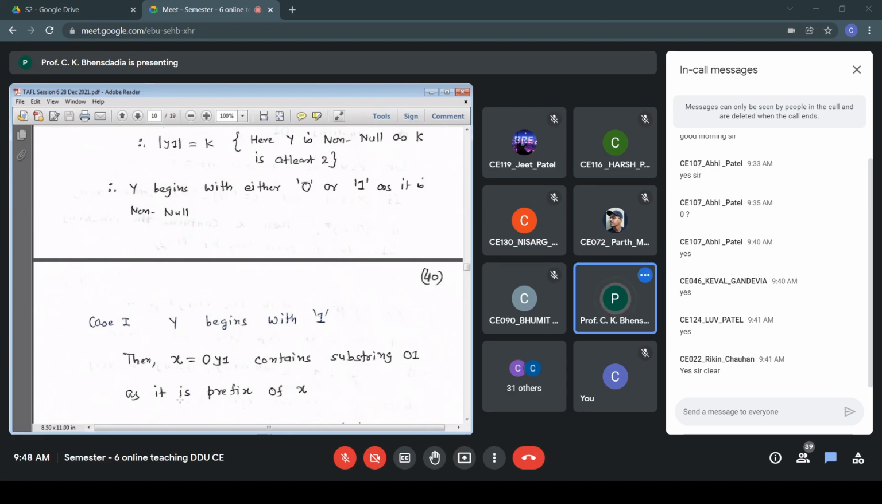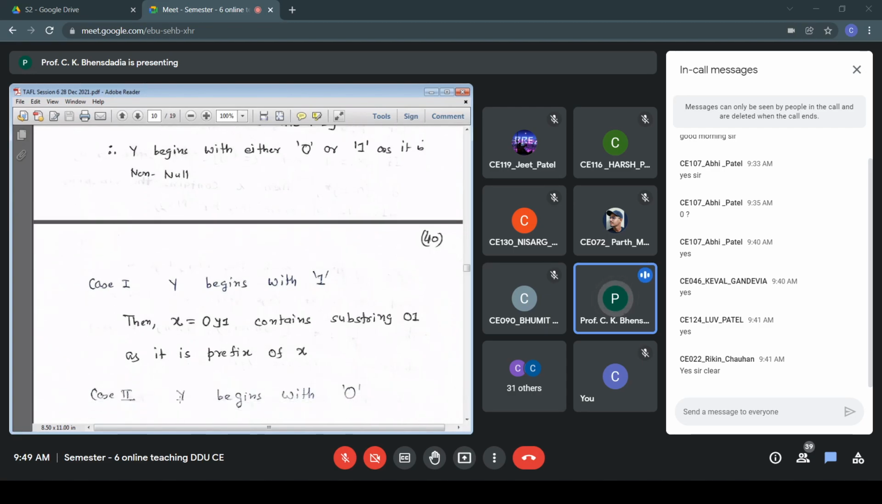We are looking for substring 0 1 in x. In this case, it is present as its prefix. 0 y1, y begins with 1, so it becomes 0 1 and something, and the last character is 1. So that is the proof for case number 1. Very simple. That's the reason we have divided the proof into cases.